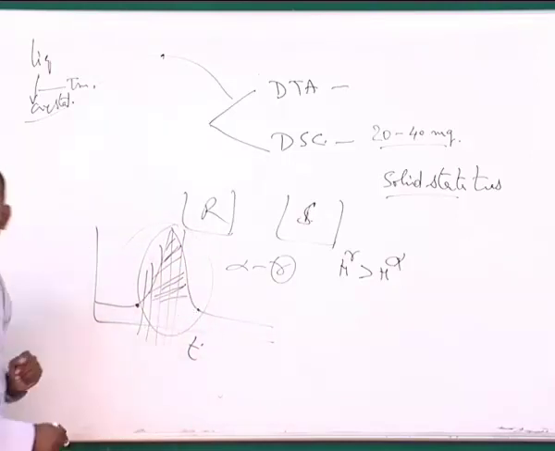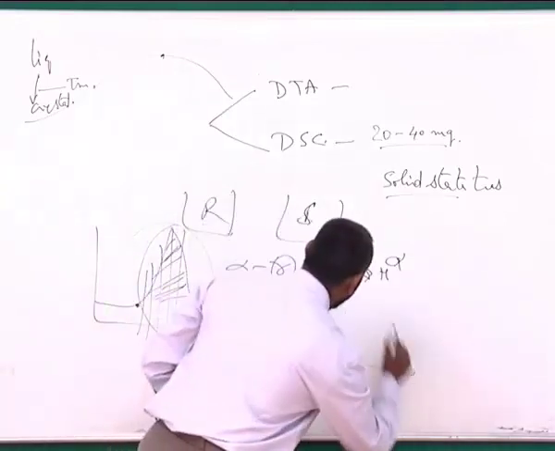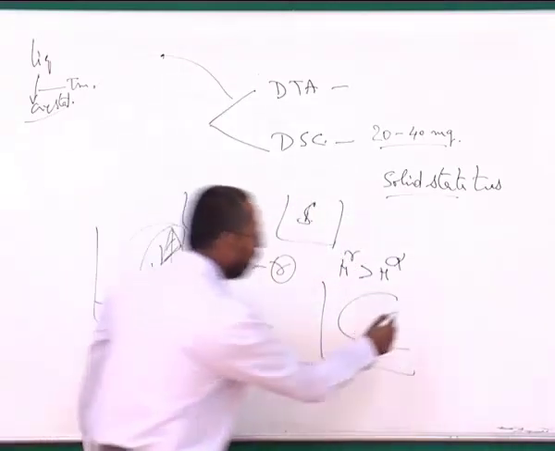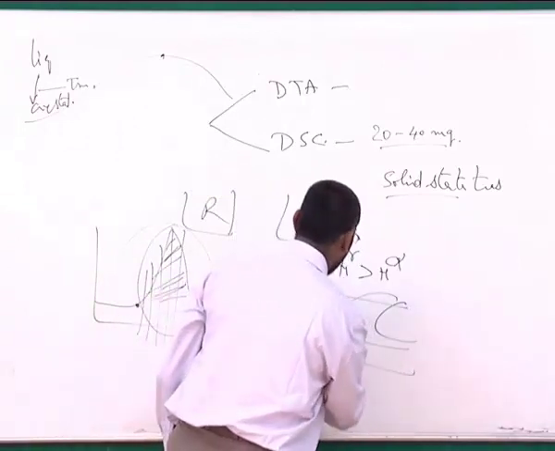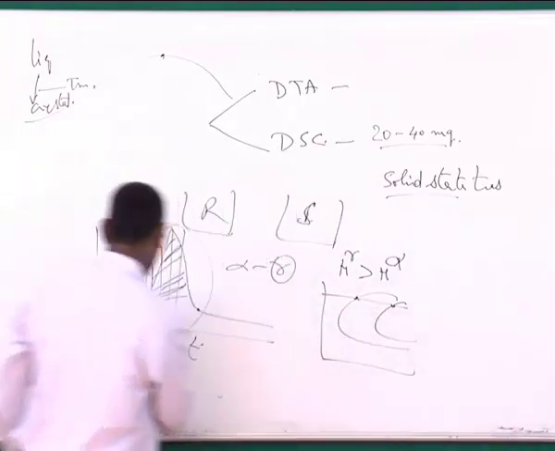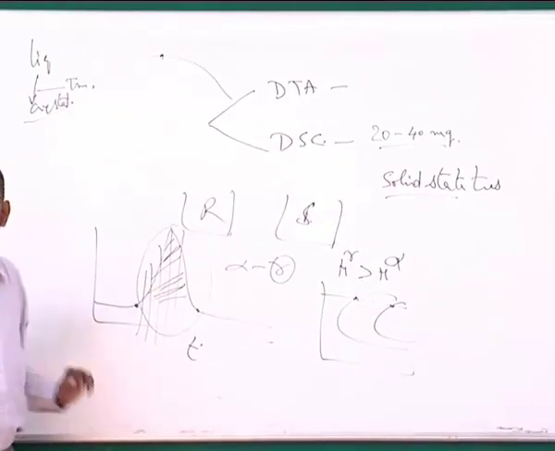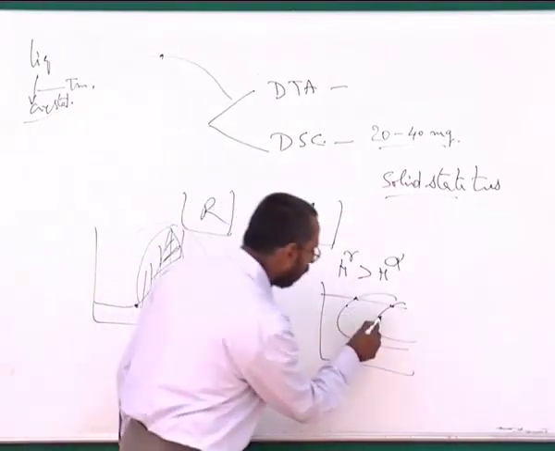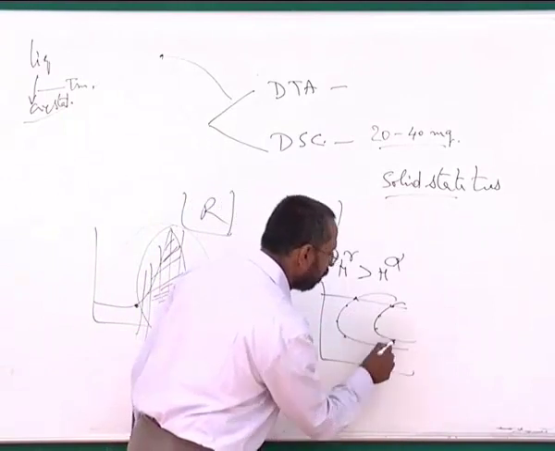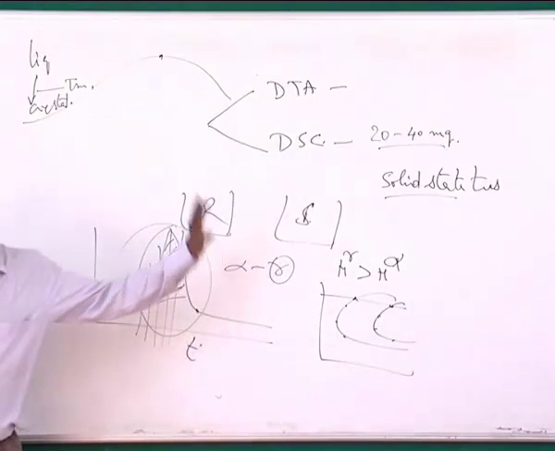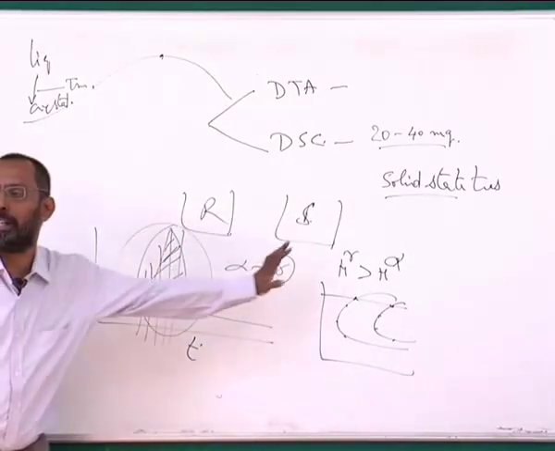From this plot, this is the start of transformation, and this is the end of transformation. This is like our C curve. In principle I can find the start and end of transformation at a particular temperature, and these two points can be found here. If I do it at various temperatures, I can actually generate my C curve. So the TTT curves can be generated simply by using DSC, which is isothermal DSC.